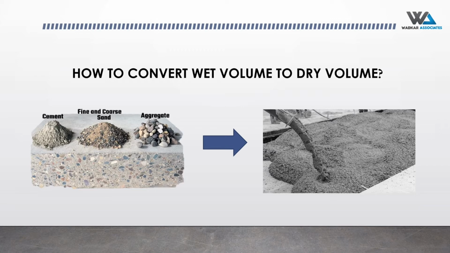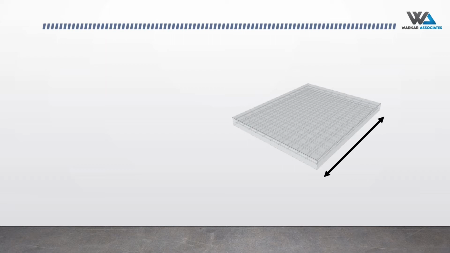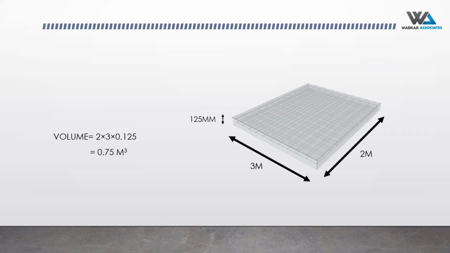So why is it important? Whenever we talk about any component or any member of a building, we talk about its wet volume. Suppose we have to do concreting for a slab which is 2 meter cross 3 meter and is 125 mm thick. By multiplying 2 into 3 into 0.125, it comes around 0.75 meter cube. So the volume for which the concreting is to be done is 0.75 meter cube.